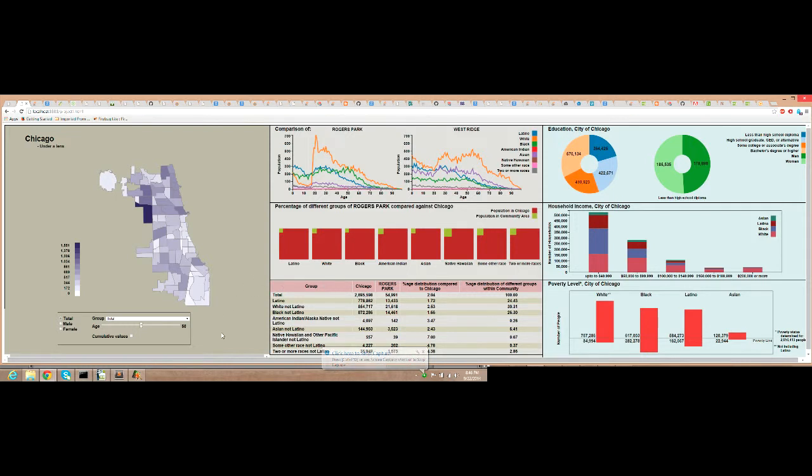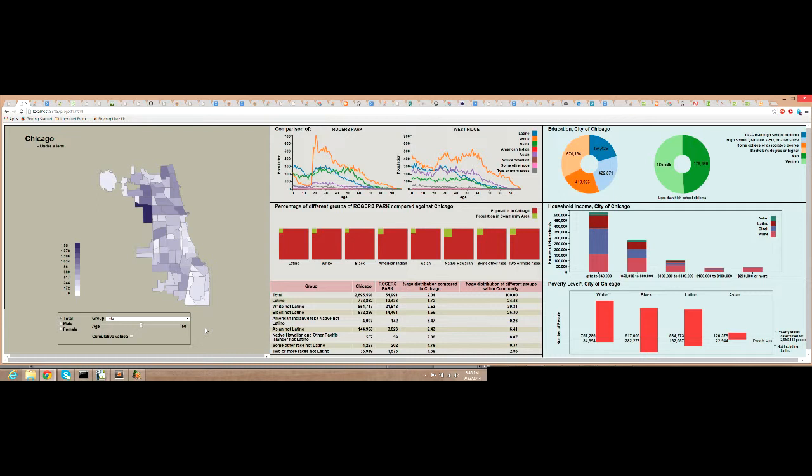On the left hand side I have a heat map showing the population concentration across the city. In this initial screen it is showing the concentration of people who are aged 50. Below the map I have a set of controls that allows us to configure the view of the data over the map. We can choose to view a particular group such as white or Latino.